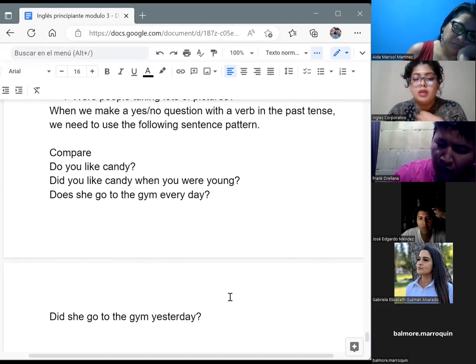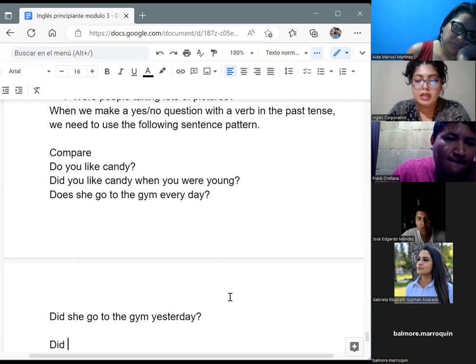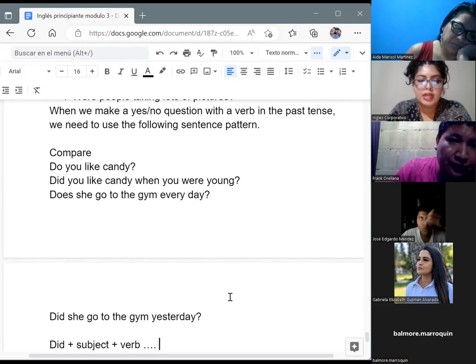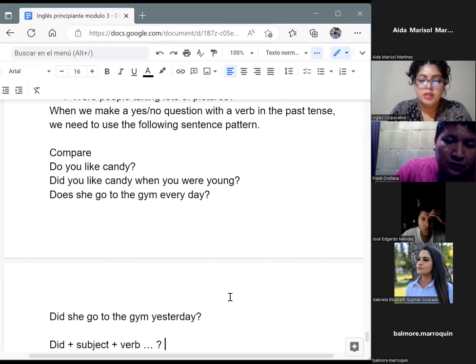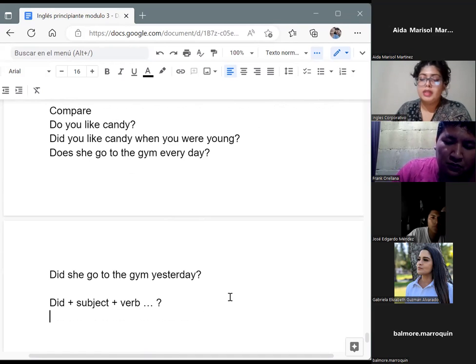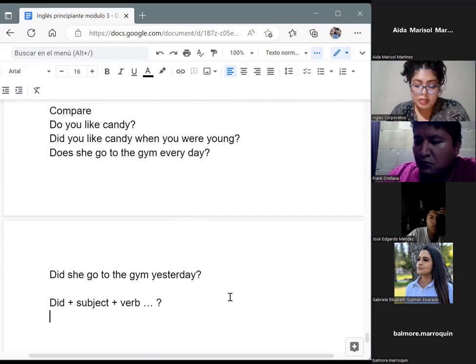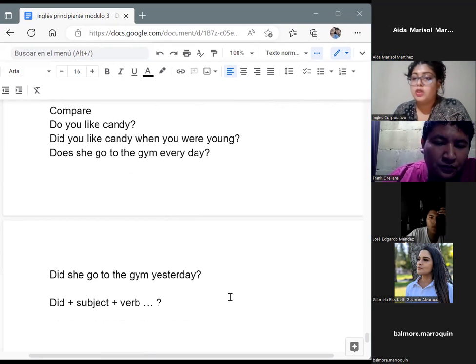So we're going to see some other examples using did. So we're going to remember the formula: did plus subject plus verb. You know that we are going to add the complement and the question mark. And it says that, remember that the verb in this question does not change to past tense form. And why are we not going to change the verb? Because the past tense is represented by the word did. This is the past tense of do.